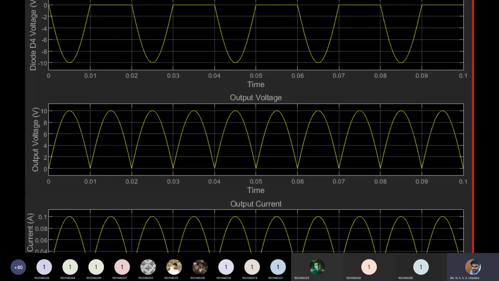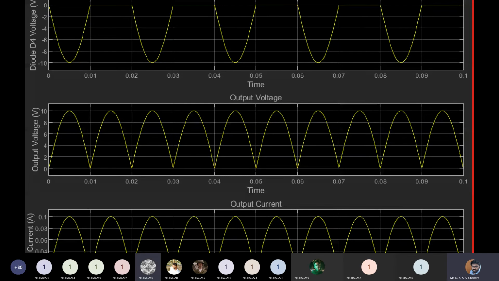Any flat curve in the output voltage. You are seeing a kind of wave-like structure in the output voltage, right? So can you find out the periodicity? What's the time period for this waveform? Can you tell me the time period for the waveform?